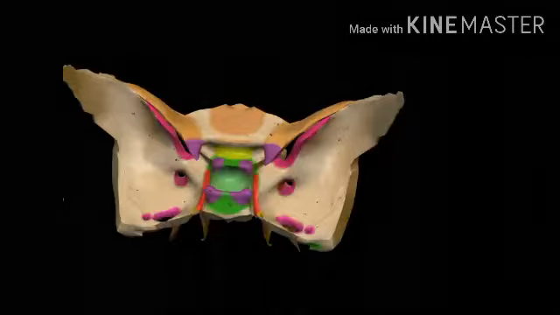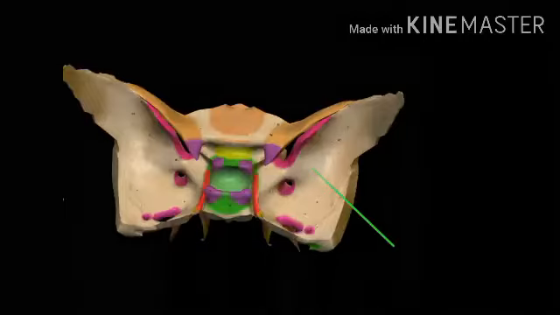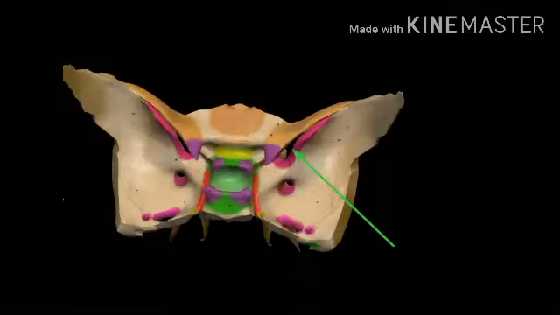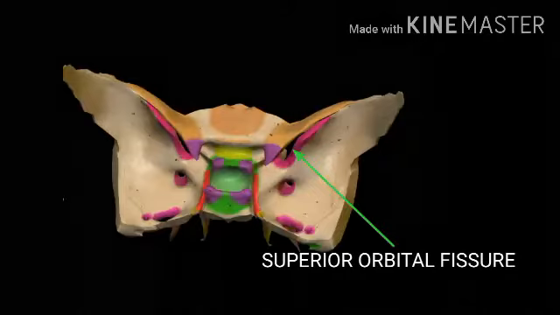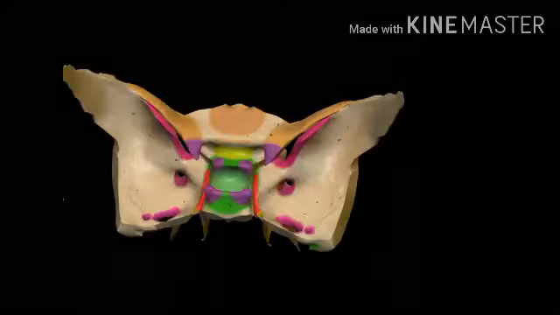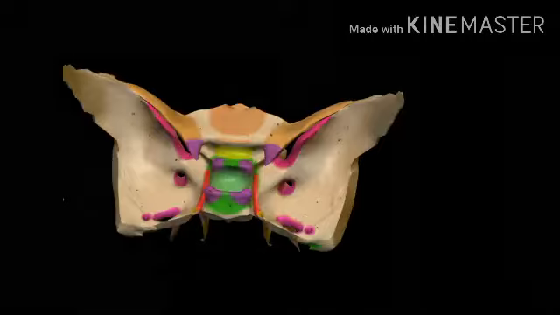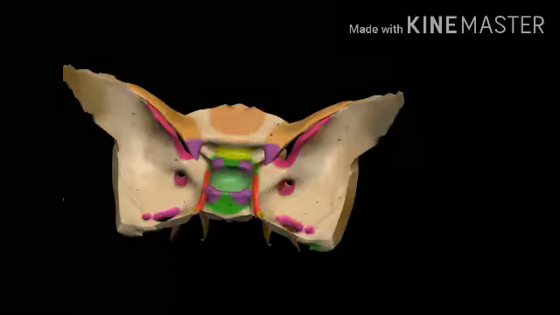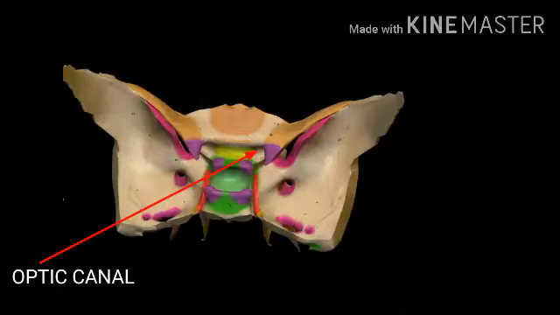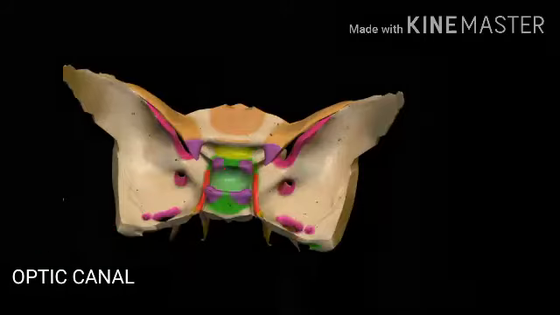There is a slit in between the greater wing and the lesser wing of the sphenoid. This is called the superior orbital fissure, and this is where structures like the ophthalmic division of the trigeminal nerve and other structures pass through. Here we've got the optic canal. That's where the optic nerve passes through to the orbit.